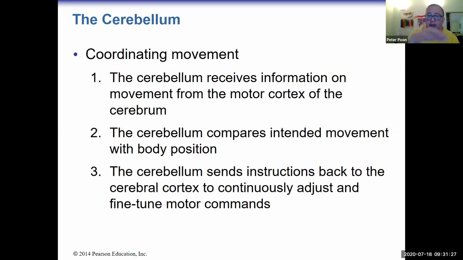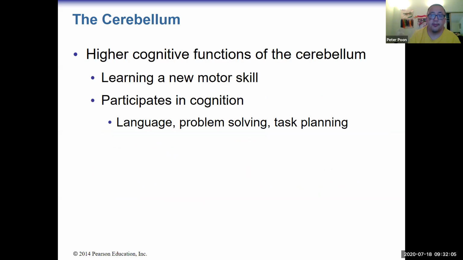So here's the coordinated movement thing. This should pretty much make sense. The cerebellum receives information from the motor cortex. I'll explain to you guys what the motor cortex is in a little bit. The cerebellum then compares intended movement with body position, and then sends instructions back and fine-tunes commands. So the cerebellum is not really in charge of it; it's just fine-tuning it. You can actually be missing a cerebellum and be able to move, you're just not going to be very coordinated.